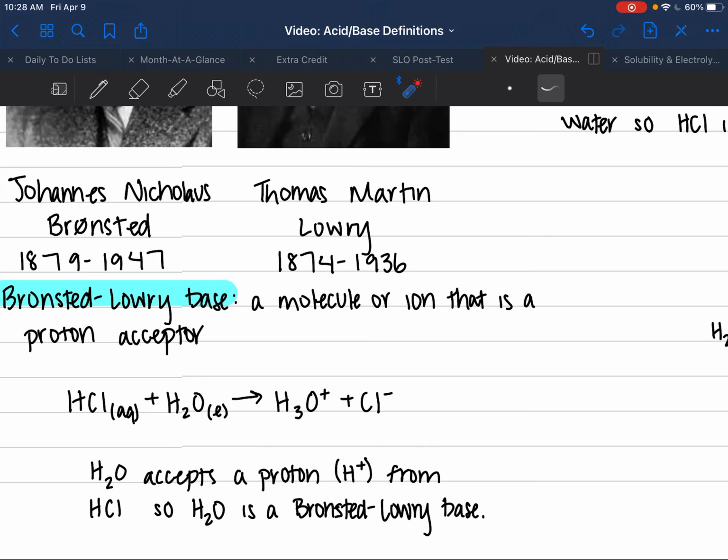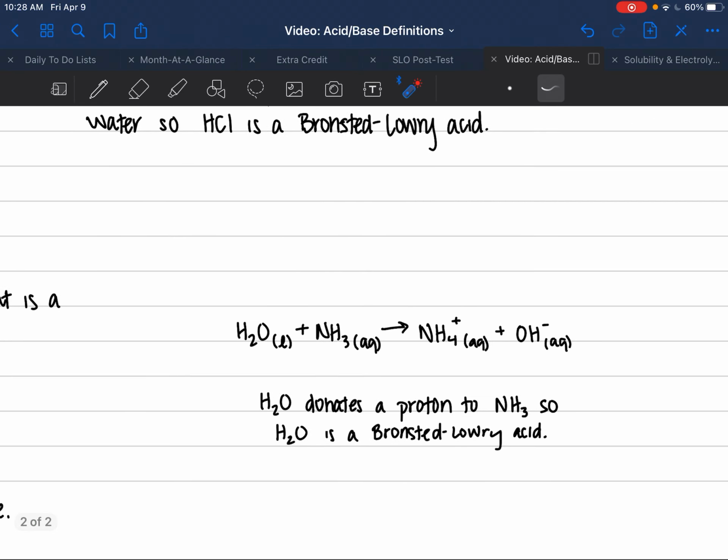Now we typically say water is neutral, but according to Bronsted-Lowry's definitions, it can act as a base. So make a note of that, it can be a base. And then I'm going to show you something. We have another reaction here. We have water, again, reacting with NH3 to form NH4 plus and OH minus.